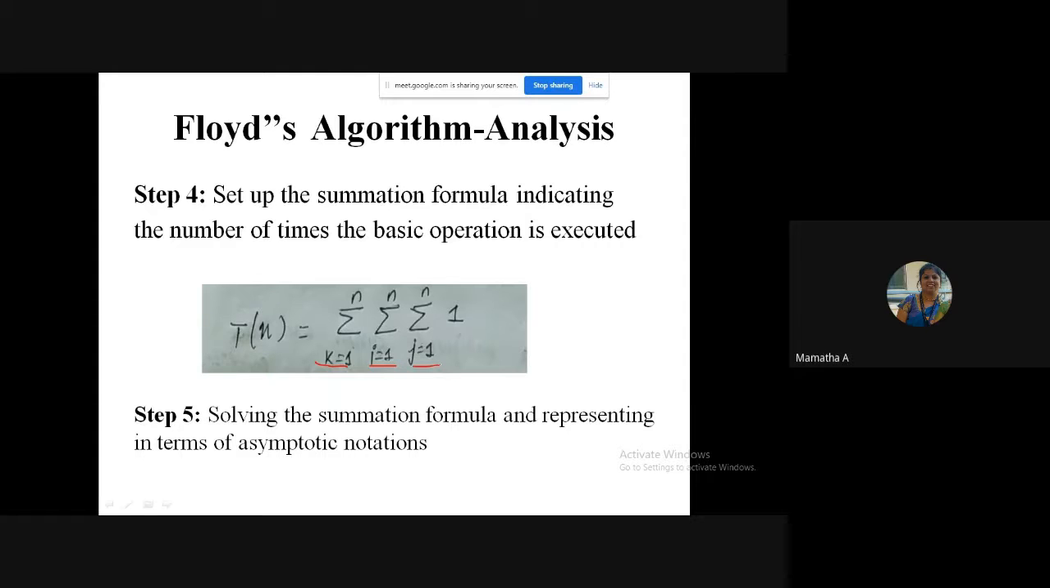What is the time complexity of Floyd's, students? At least the order of growth you can tell me. Looking at the summation, what is the order of growth? Cubic, ma'am. Cubic. Right? It's again the same thing.